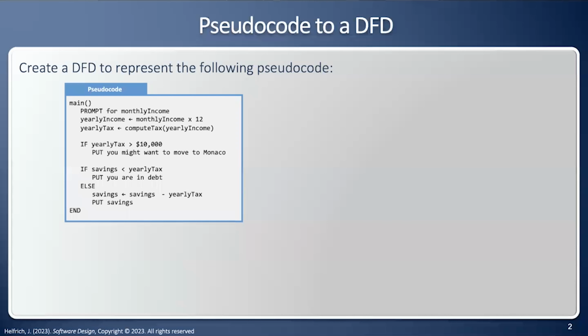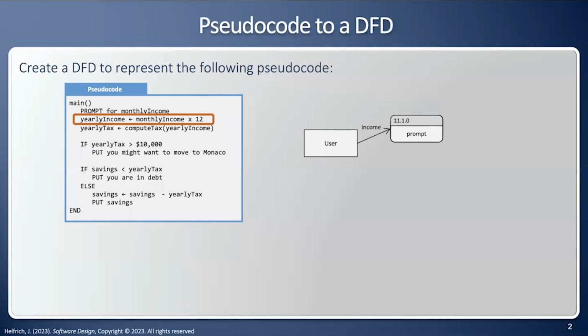We'll start with this very simple pseudocode program. We're going to prompt the user for money and then figure out what the savings will be afterwards. Now, we're going to start with this line of code, prompt for monthly income. We're going to have an interactor, the user, and the user is going to send income to prompt.